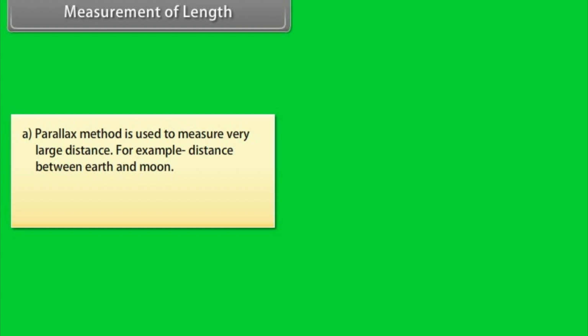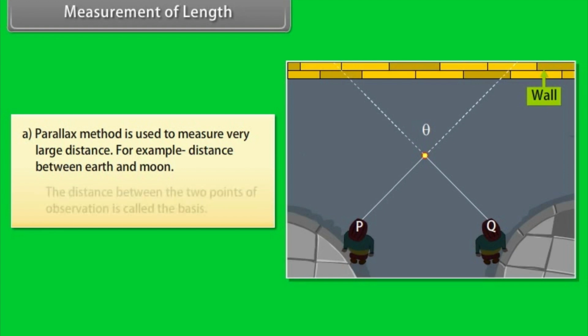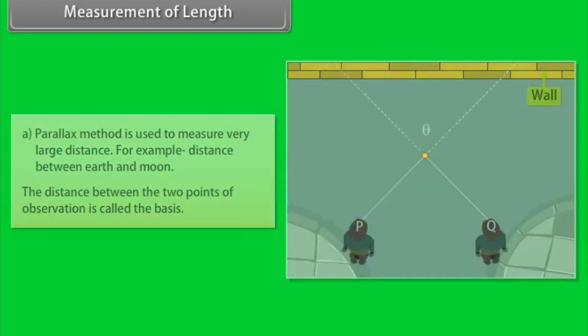Let us understand with an example. A girl is observing a rod against a wall from 2 different points P and Q. She notices that the position of the rod seems to change with respect to the wall. This is known as parallax. The distance between P and Q is called the basis.